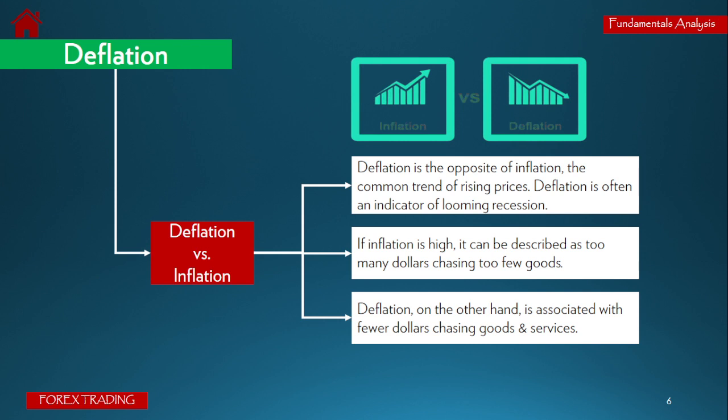So let's now define deflation versus inflation. Deflation is actually the opposite of inflation, the common trend of rising prices. Deflation is often an indicator of a looming recession as well. If inflation is high, it can be described as too many dollars chasing too few goods, or too many units of money chasing too few units of goods. On the other hand, deflation is associated with few dollars chasing a lot of goods and services.